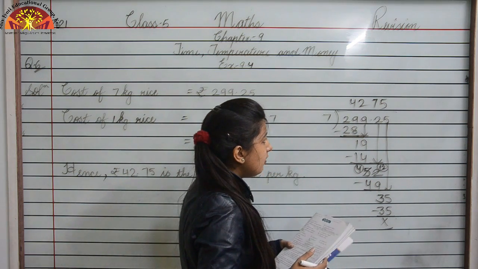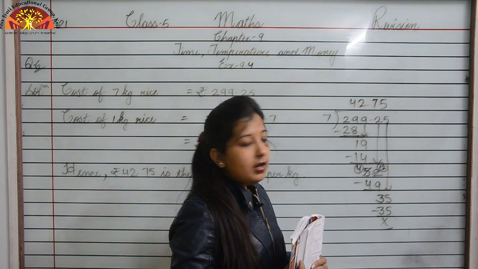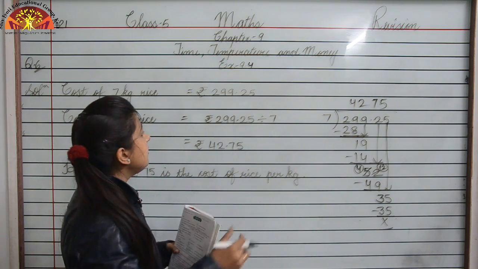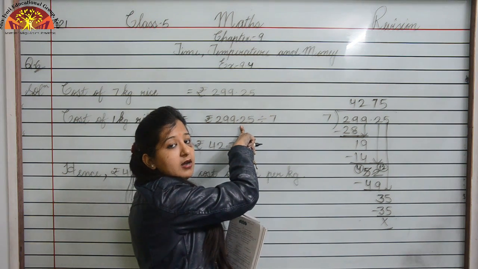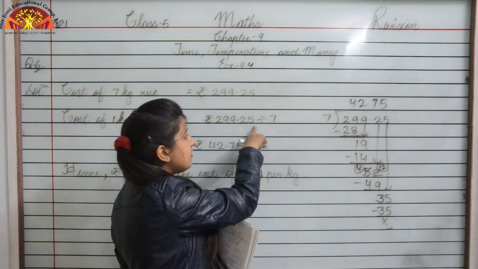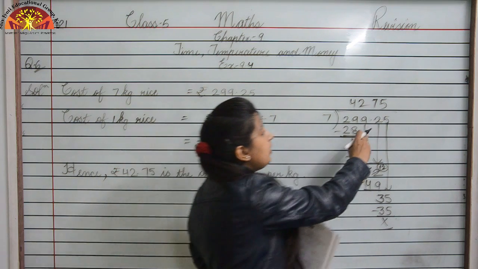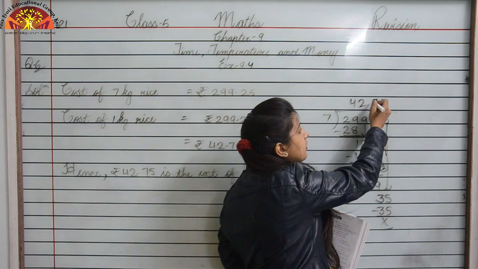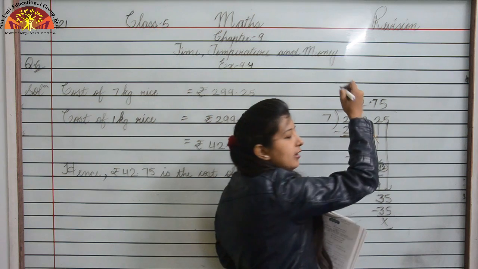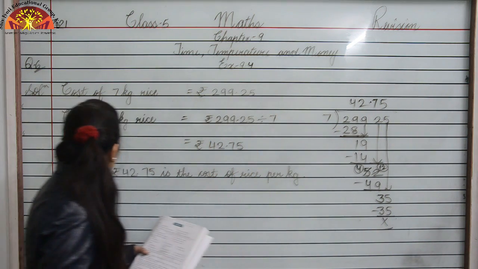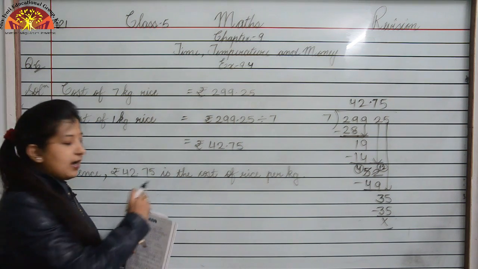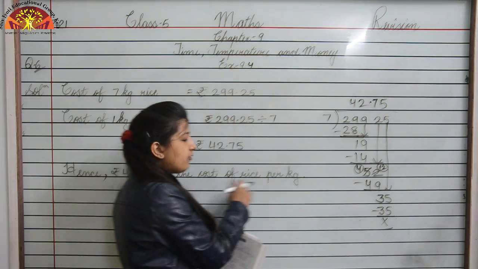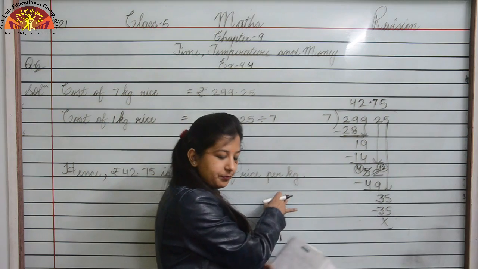Students, here where will you put the decimal? Here in this question, how many digits are there in the decimal part? There are 2 digits in the decimal part, so we will put the decimal here. So hence 42 rupees 75 paisa is the cost of rice per kg.